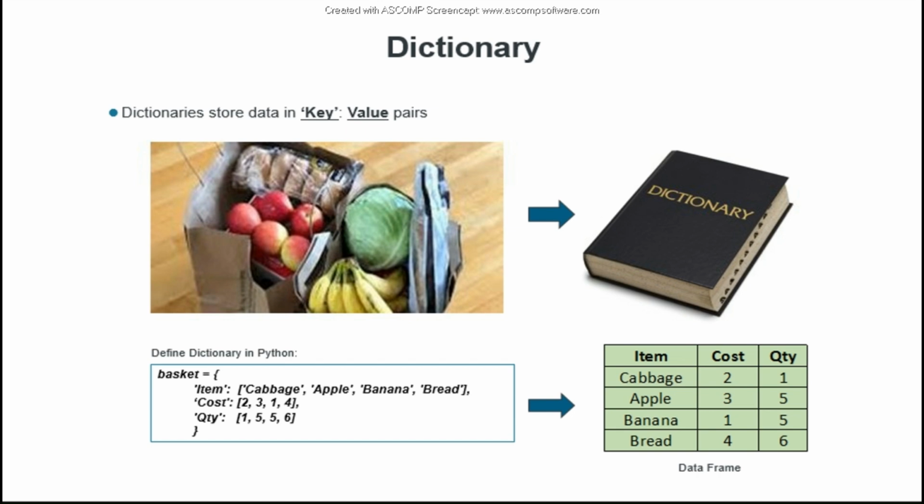So in Python, we may define a dictionary for this basket like this. Eventually, it will be stored in Python as a table like this. This will be turned into a data frame.